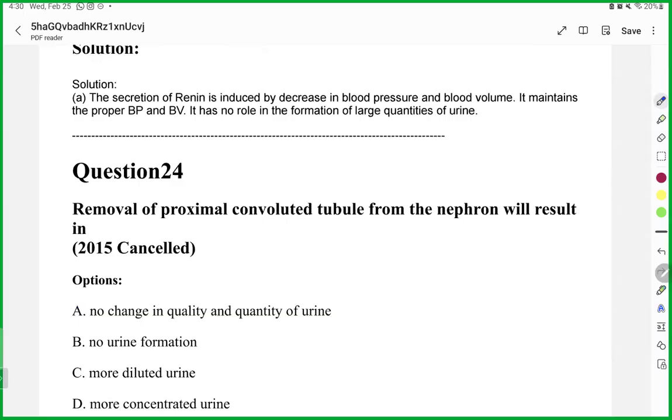Then Tanvi, one second, sir. Proximal convoluted tubule.